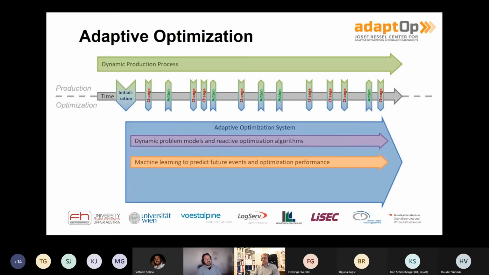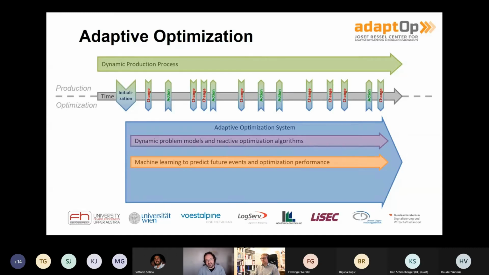Then the next aspect is that we want to learn. We see that this adaptive optimization system observes changes which occur in the dynamic production process and provides recommended actions. We want to observe these changes, and we want to learn from these changes. So we have to integrate machine learning so that we can build a model which helps us to predict future events. We want to predict change events which happen in the production process on the one hand, and on the other hand, we also want to predict the potential performance of our optimization strategies.